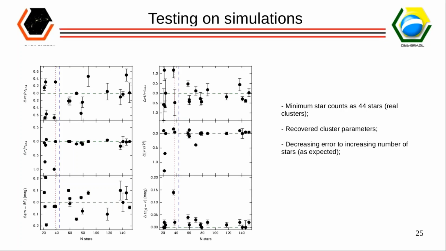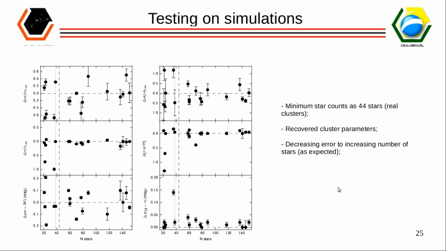The minimum star counts for simulation are 38, and the real clusters richer than 38 stars number 44. We note that the age and metallicity are very well recovered, and the error for the remaining parameters decreases as the star counts increase.